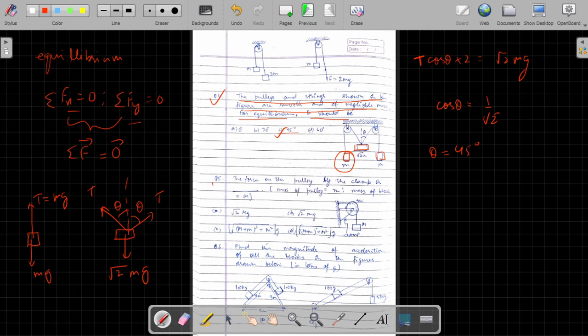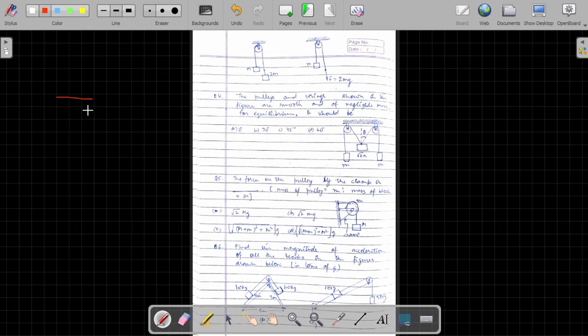Next question, question number 5. The force on the pulley by the clamp is dash. This is our clamp in this particular question, and this is the pulley. This is the mass capital M. The mass of the pulley is also given, small m. The clamp is massless and the mass of the block is capital M. So what is the force on the pulley by the clamp?